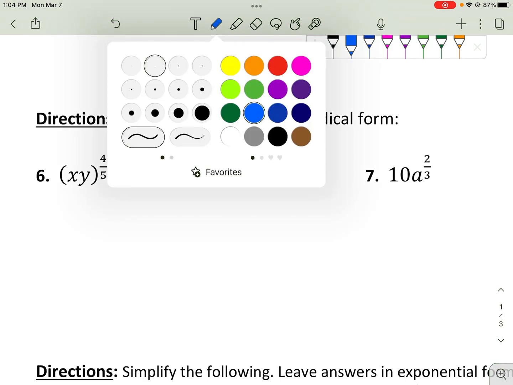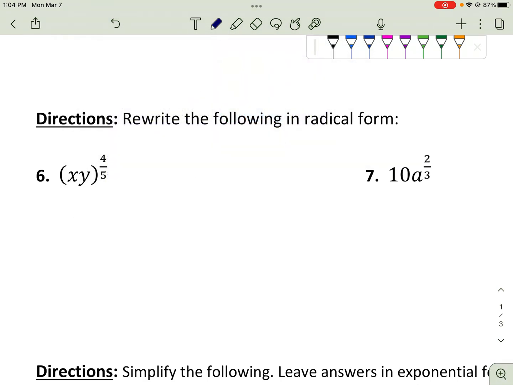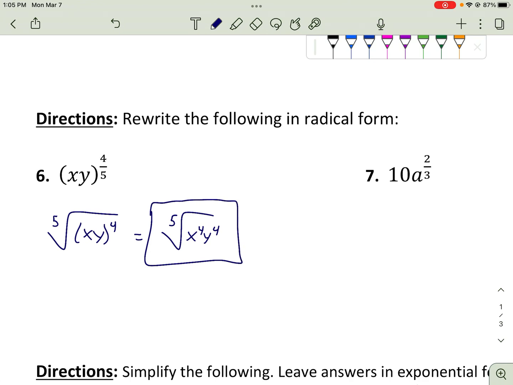So on number 6, again, this is our root, so it's going to be a 5th root of xy to that power, so to the fourth, which can also be written as the fifth root of x to the fourth, y to the fourth, like that. I think I would accept either answer, so that's fine.